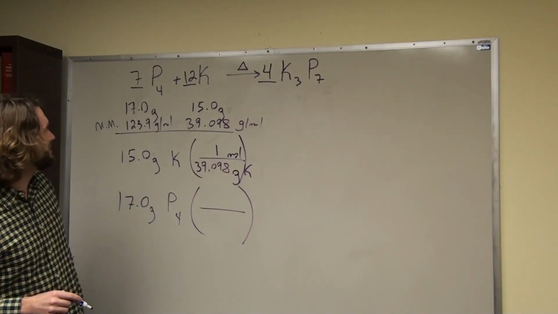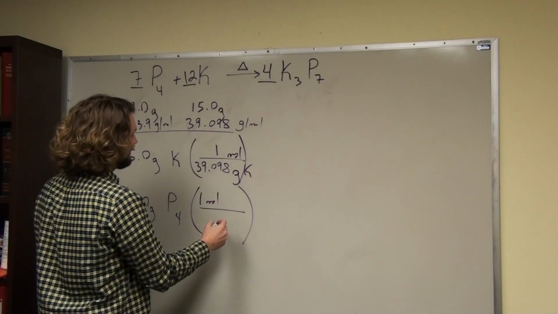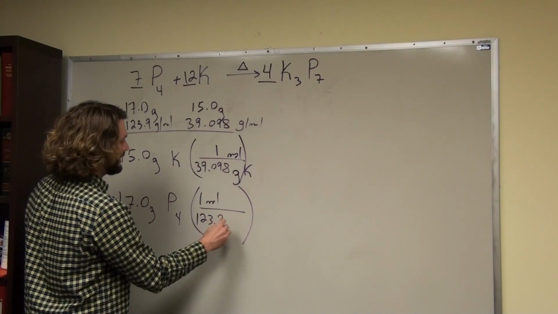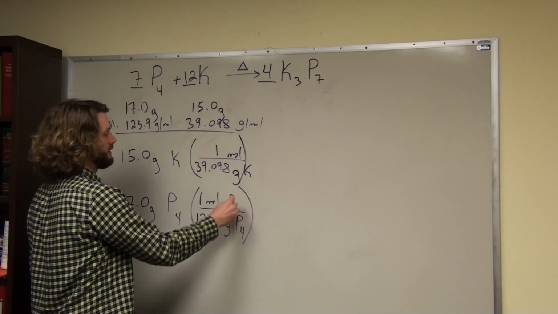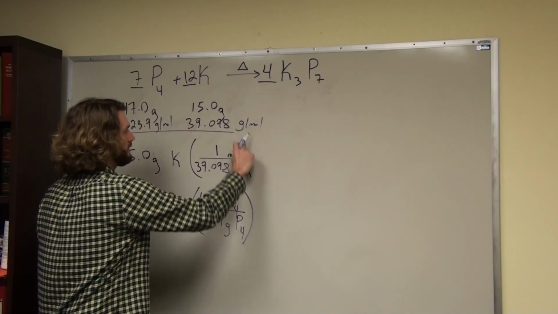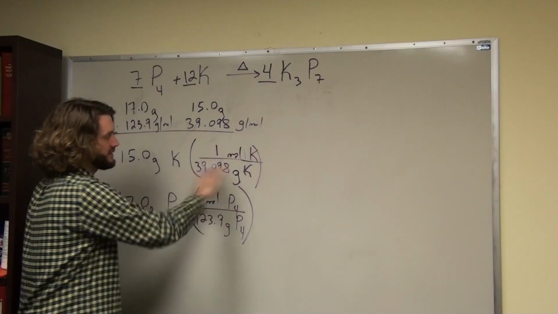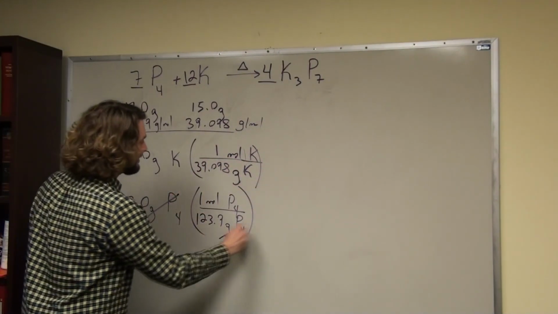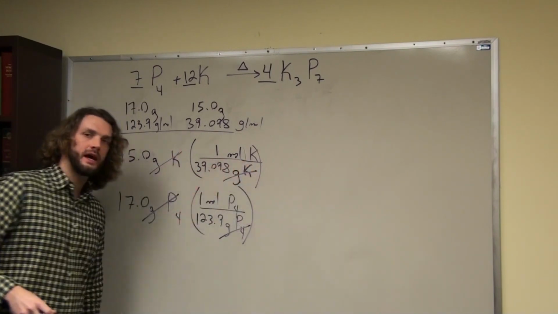Okay, and so for P4, same idea. For every 1 mole of P4, there's going to be 123.9 grams of P4. I'm going to rewrite this a little better. There we go. For every mole of K, there's that many grams of K. And so if we think about units canceling, grams of P4 will be gone. Now we're left with moles of P4 here. Grams of potassium is gone. We're left with moles of potassium.